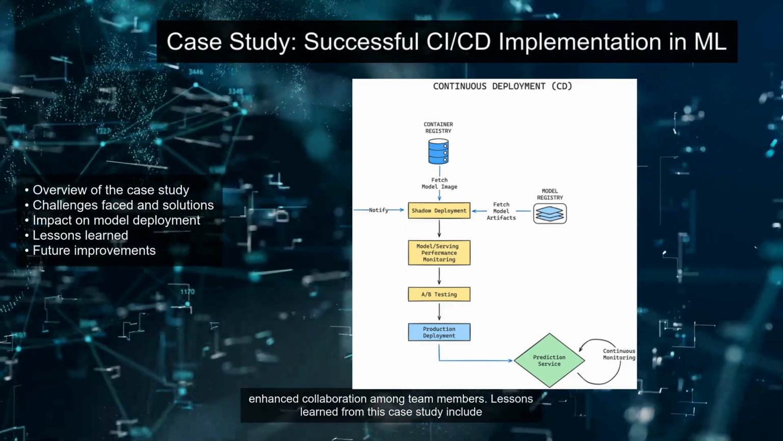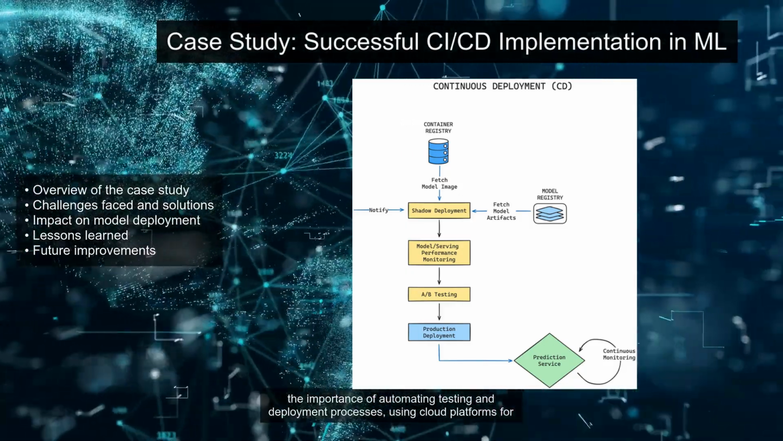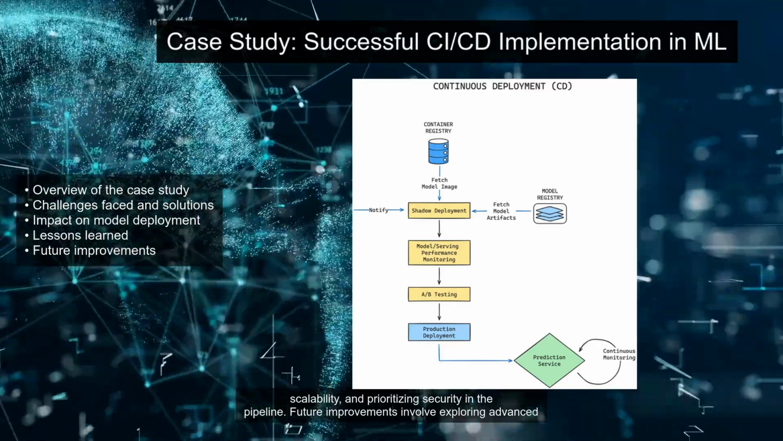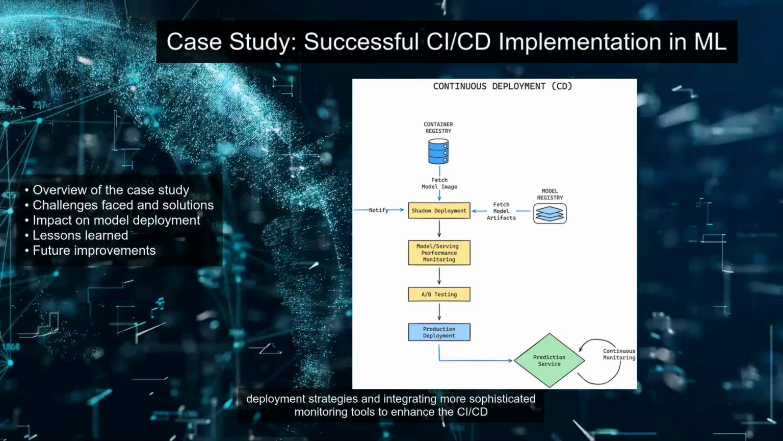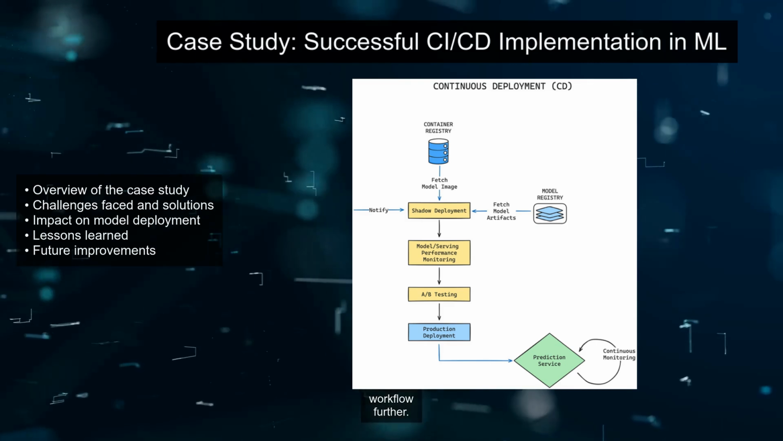Lessons learned from this case study include the importance of automating testing and deployment processes, using cloud platforms for scalability, and prioritizing security in the pipeline. Future improvements involve exploring advanced deployment strategies and integrating more sophisticated monitoring tools to enhance the CI/CD workflow further.